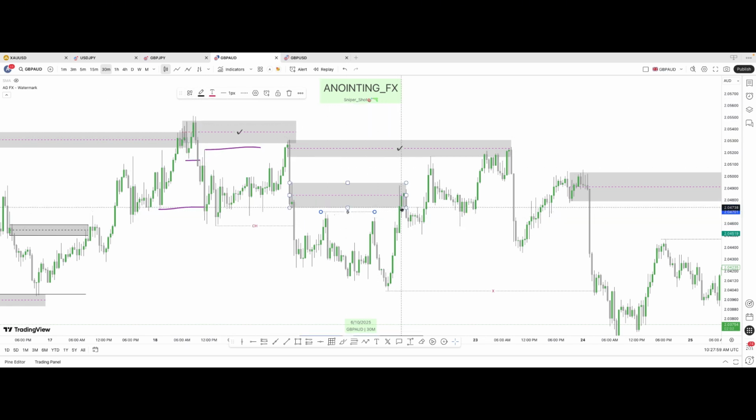We had this as our liquidity. Price tapped in here and failed to come down. That found this engulfing, hidden engulfing again as a flag limit, just as I showed you over here.